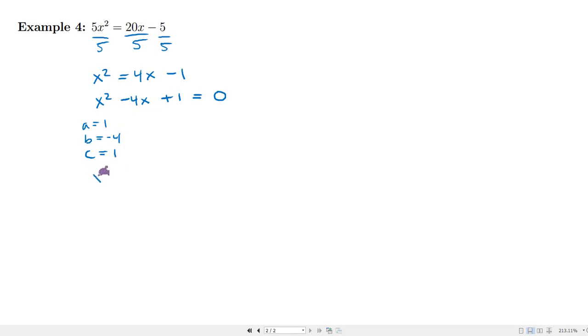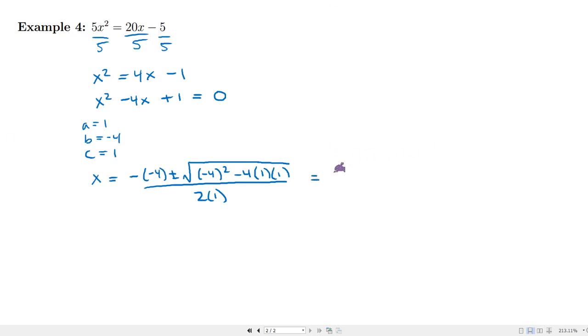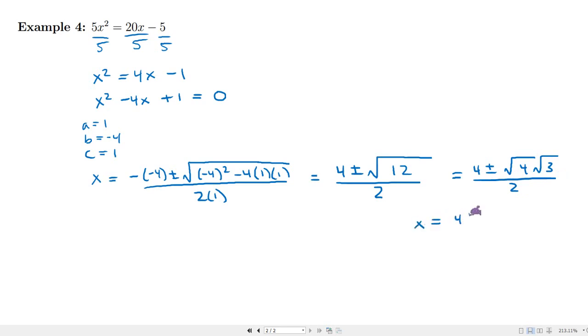And then now the quadratic formula, x is -b plus or minus the square root of b squared minus 4ac all over 2a. Okay, so this is 4 plus or minus the square root of what? So that's 16, then that's -4, so 16 minus 4 is 12 over 2. And 12 is not a perfect square, but we could factor that as square root of 4, square root of 3. And now we will have 4 plus or minus 2 root 3 over 2.